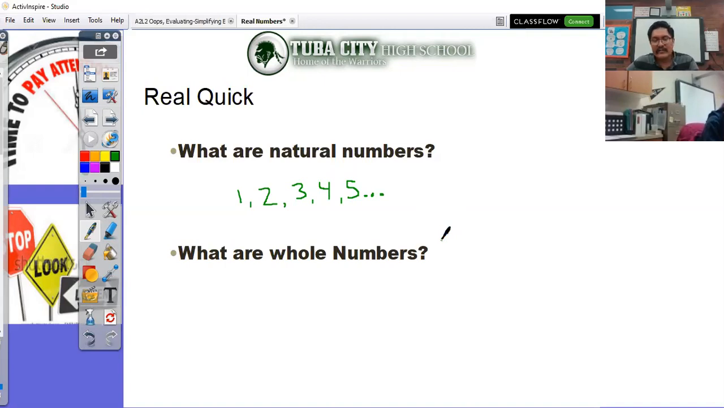Now, very similar to natural numbers are whole numbers. Whole numbers are numbers that do not have a fraction or a decimal. So there are no small portions of numbers, there are only whole numbers. They're kind of like natural numbers with only one difference. Whole numbers include the set 0.